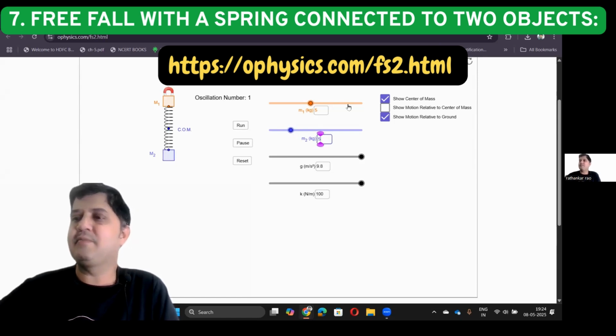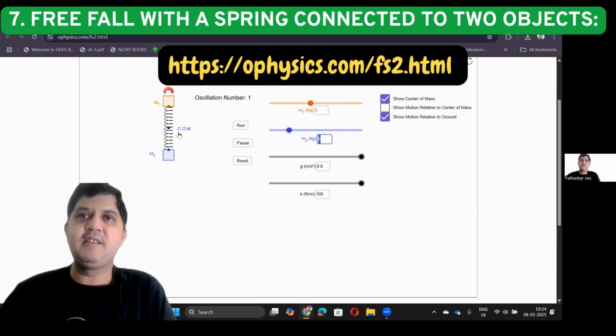Make it 5 kg initially. And the value of g equal to 9.8, that means you are doing this on Earth. The value of k is 100 Newton per meter. The center of mass is staying over here, and these are the two masses.